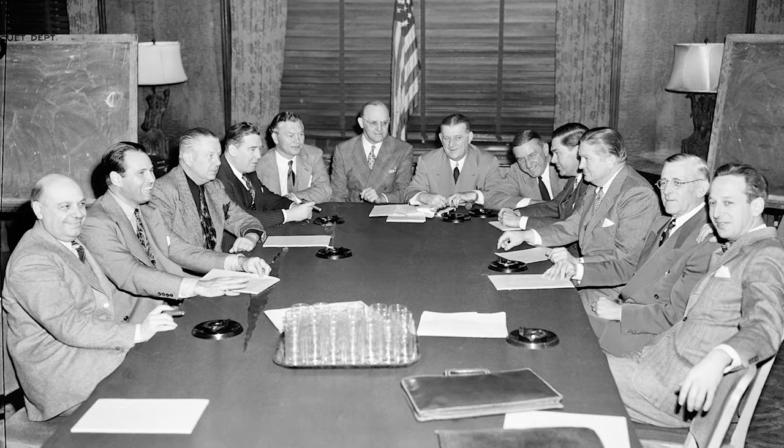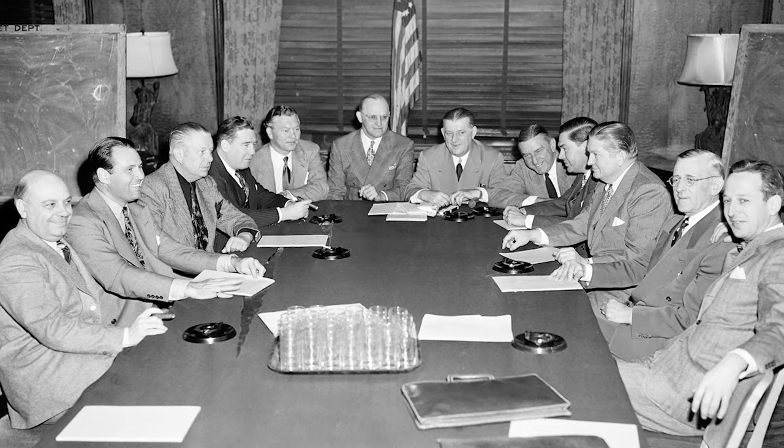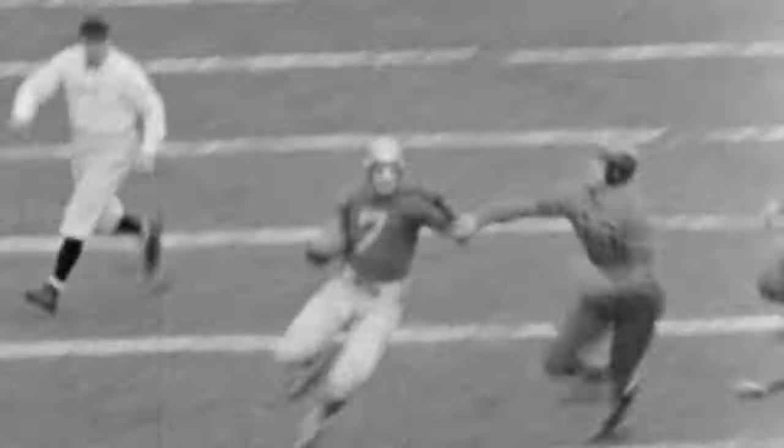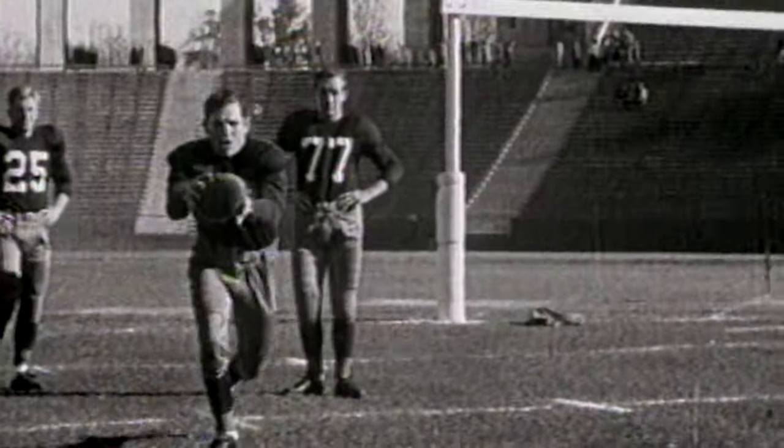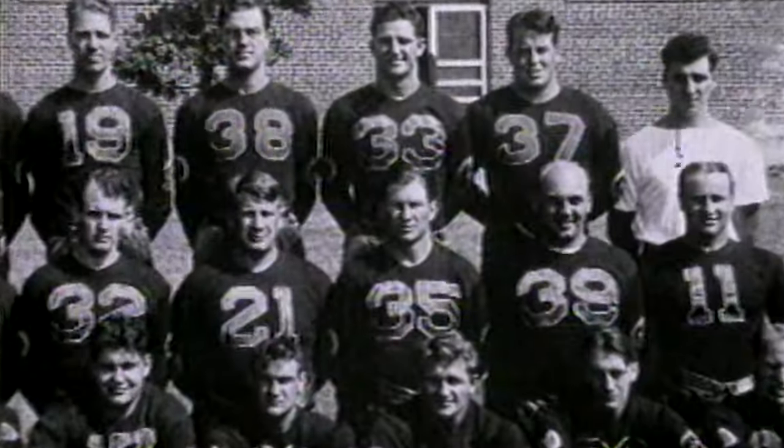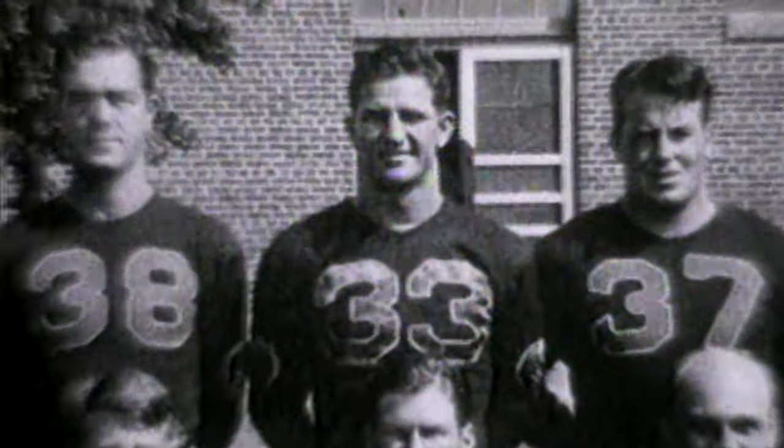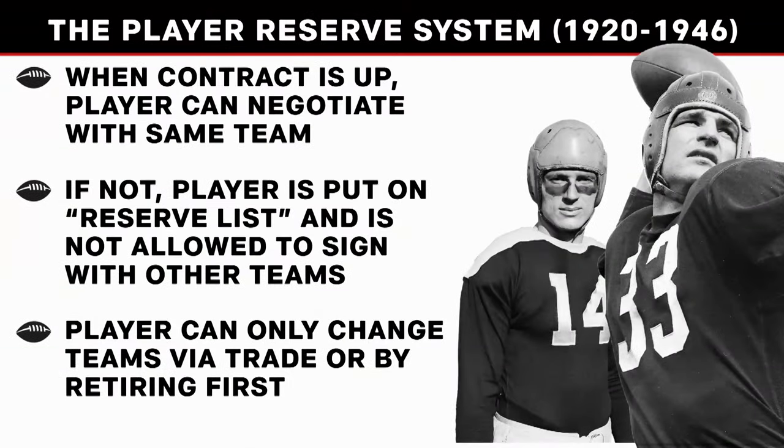Still, big names were the exception until the college-to-pro pipeline was established by the first NFL draft in 1936. As the NFL evolved, it adopted elements of other sports leagues, like the MLB's reserve rule. Now, this system, for better or worse, tied a player to a team indefinitely. Once a player's contract expired, he could only negotiate a new contract with that same team.